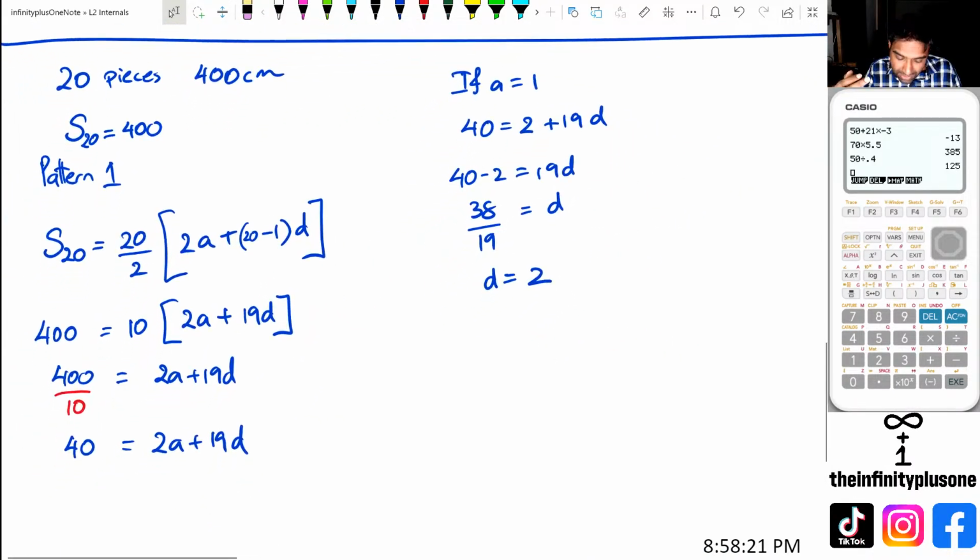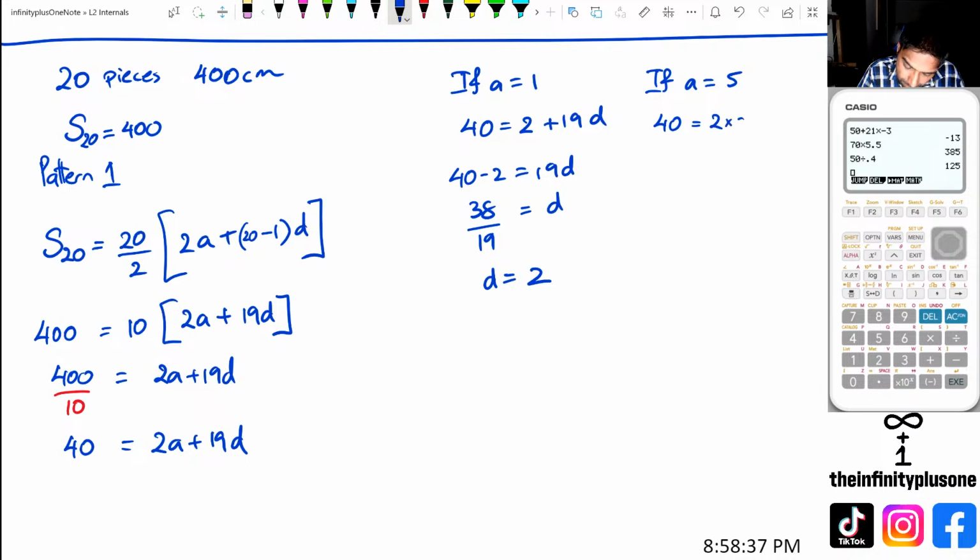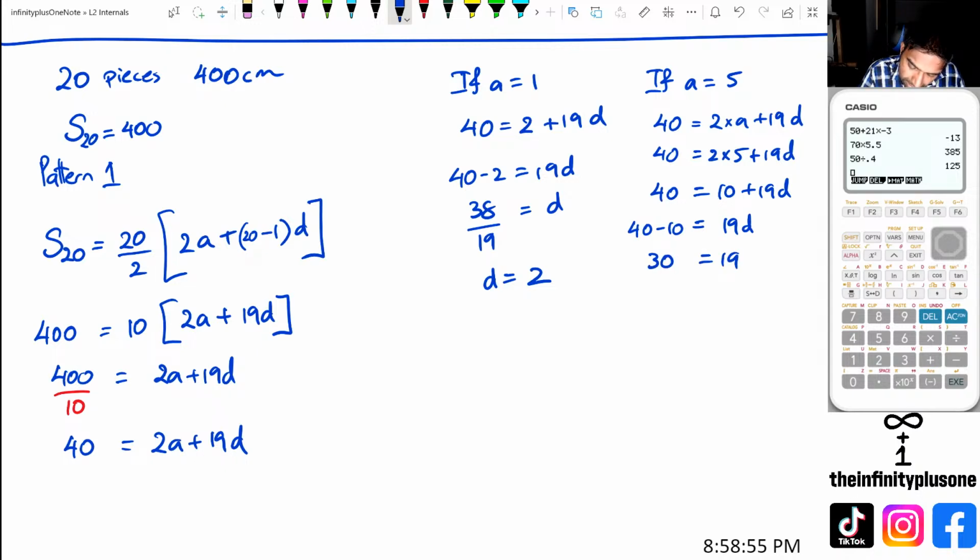Now what happens if I have A as 5? Let's just try 5 and see what happens. If A equals 5, then I get 40 equals 2 times A plus 19D. So 40 is equal to 2 times 5 plus 19D, which is 40 equals 10 plus 19D. Then 40 take away 10 equals 19D, so 30 equals 19D, and D is equal to 30 divided by 19.